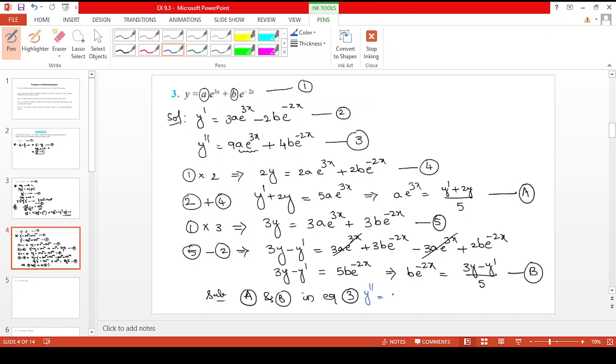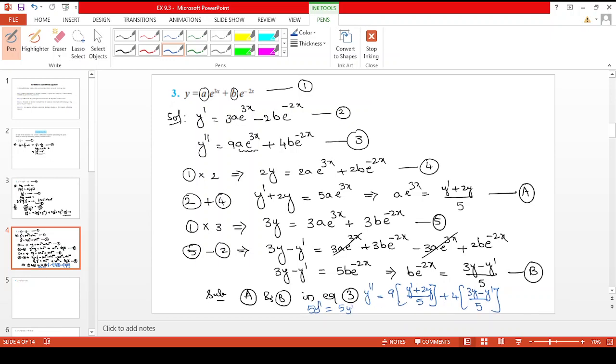Here y double dash is equal to 9 into a into e power 3x value, which is (y dash plus 2y) upon 5, plus 4 into (3y minus y dash) upon 5. So this one you need to simplify here, which will give you the final solution. So 5 will be the LCM. So 5y double dash equal to 9y dash minus 4y dash, which is 5y dash.